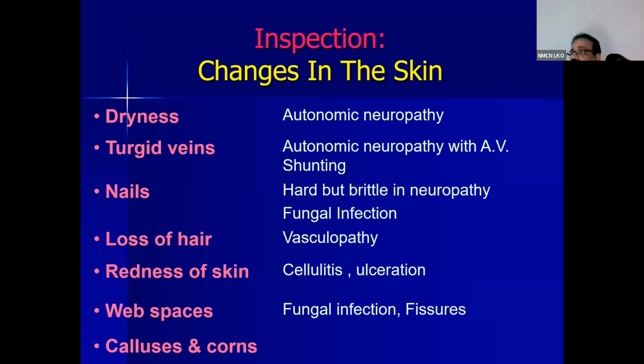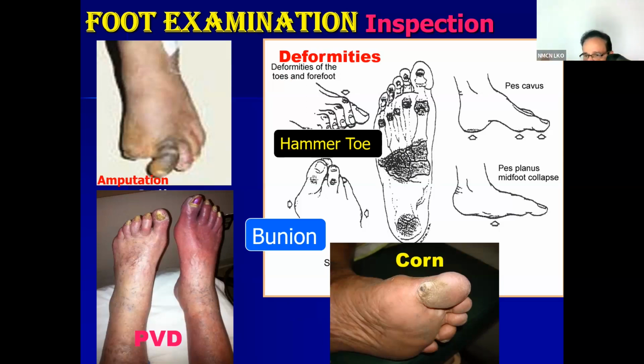And web spaces should always be examined for fungal infection. You should remember this. Whenever you examine any foot, you should check the web spaces for presence of any fungal infection or fissure. And of course, calluses and corns are also to be seen.